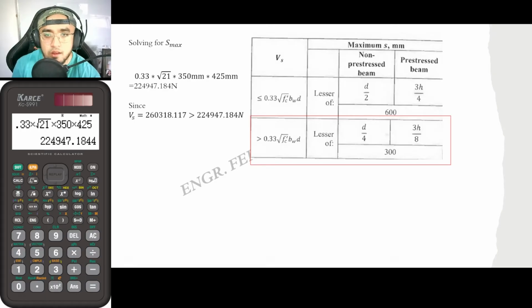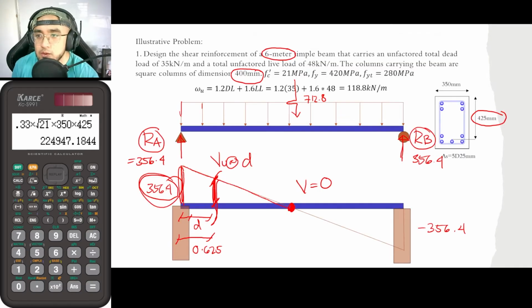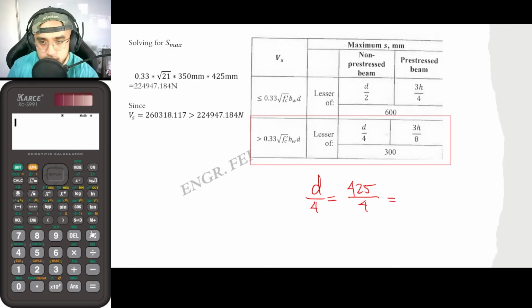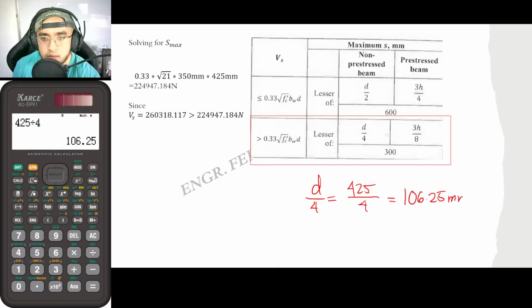So for the first one, d over 4, the depth of our beam is 425. Is that 425? Yes, it is 425 indeed. So that is 425 mm divided by 4. Looking at the calculator, that is 106.25 millimeters. Okay, so what about for 300?